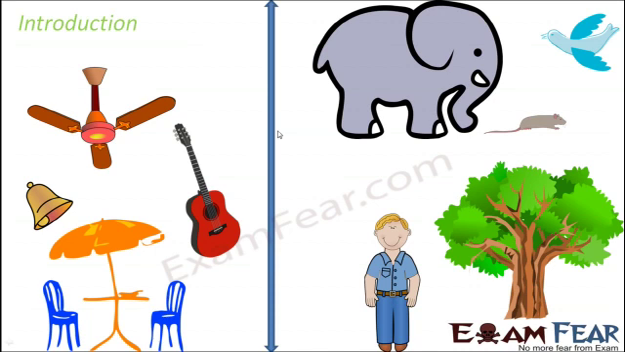On this screen, you see a lot of things on the left hand side which are non-living, like table, chairs, fans, guitar, bell. Whereas on the right hand side, you'll see a lot of animals which are living, like elephant, mouse, birds, human beings, even plants. So these are all living organisms. What basic difference lies between these two?